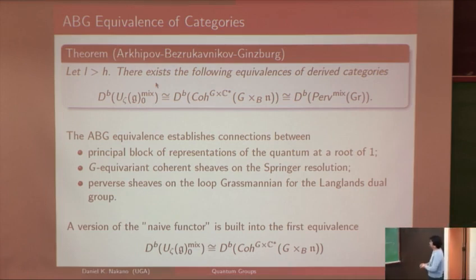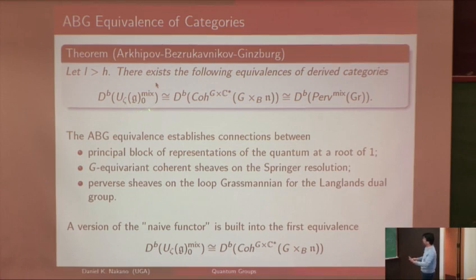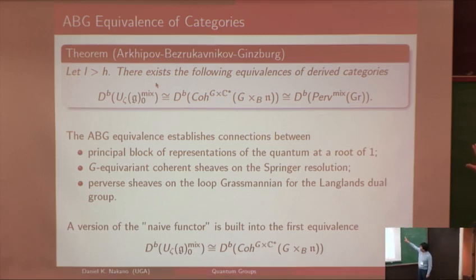This equivalence goes between the derived categories of principal block representations for the quantum group over here. Okay, don't worry about the mix. It's just a technical thing that you have to put in to make everything work out. And then coherent sheaves over the cotangent over the Springer resolution. And then this is perverse sheaves over the loop Grassmannian. So you can do calculations over here, and then with this equivalence, you can push everything over to this category over here. This equivalence actually gives you a proof of Lusztig's character formula.